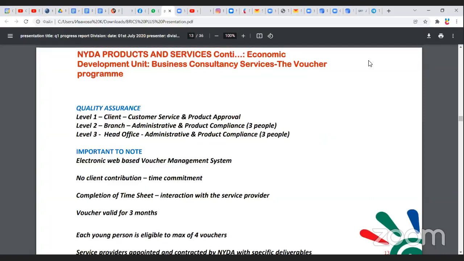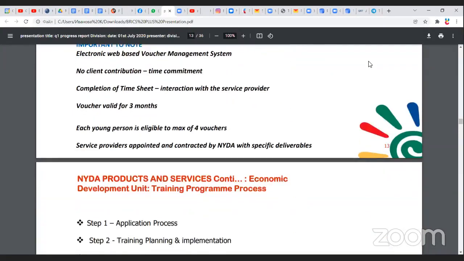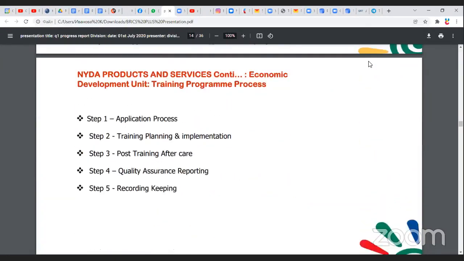Then we do quality assurance. This one is around the voucher program that I've already spoken about. I'm trying to save time because we've got about 10 minutes. And this is also the training program that we have spoken about. We'll do an application process, provide the training, and then do the post-training aftercare and quality assurance. And then we'll also do record keeping. You can proceed to the next slide.